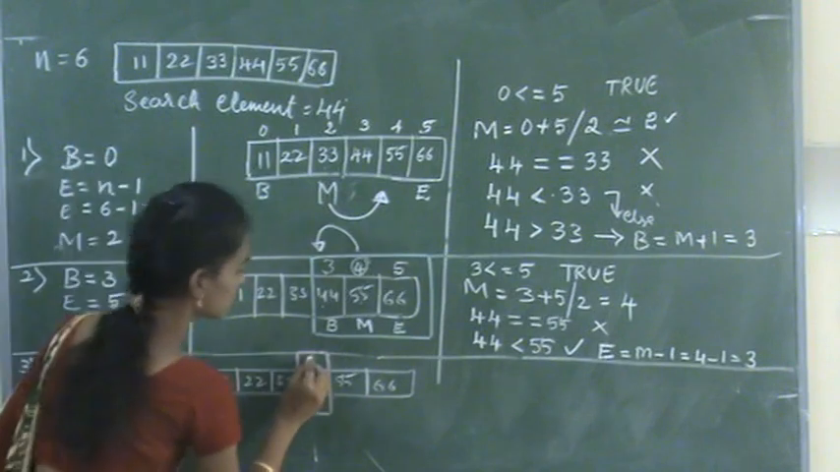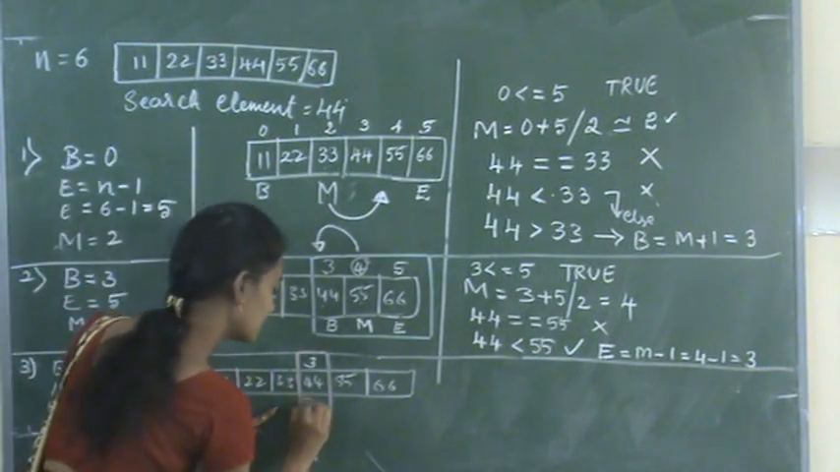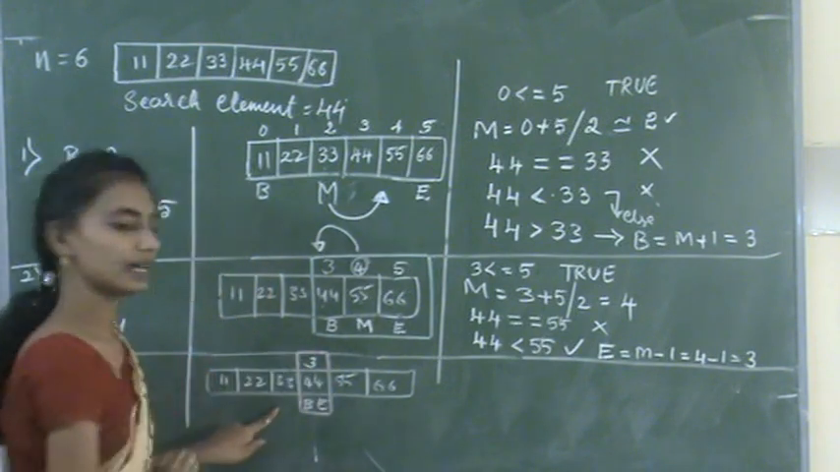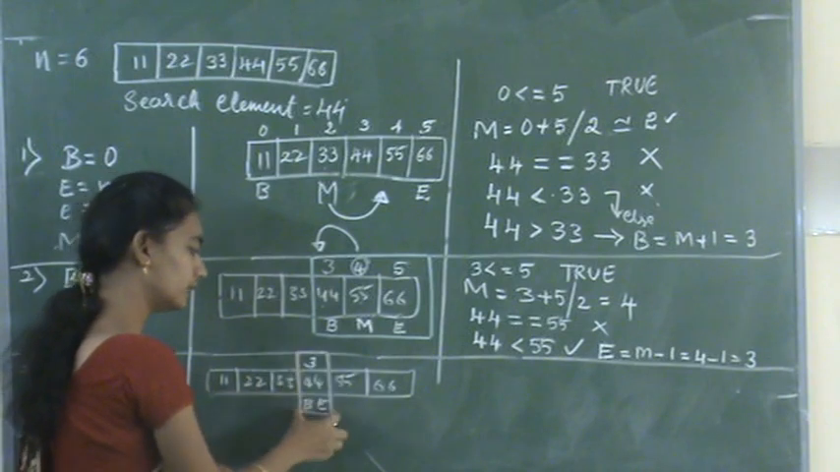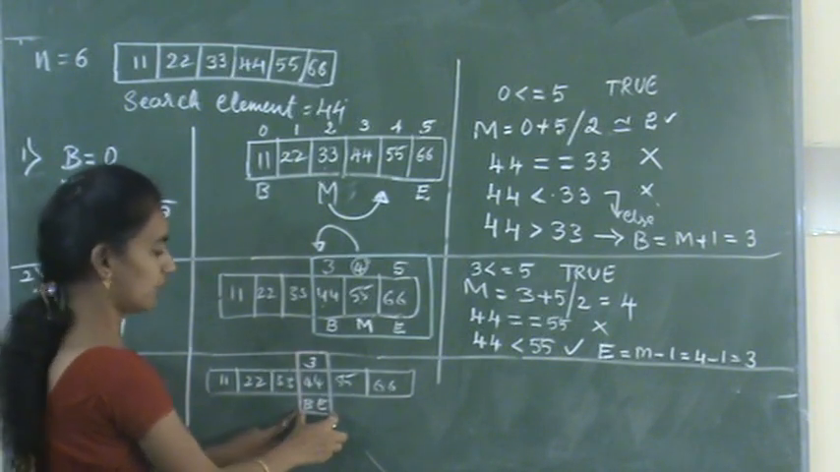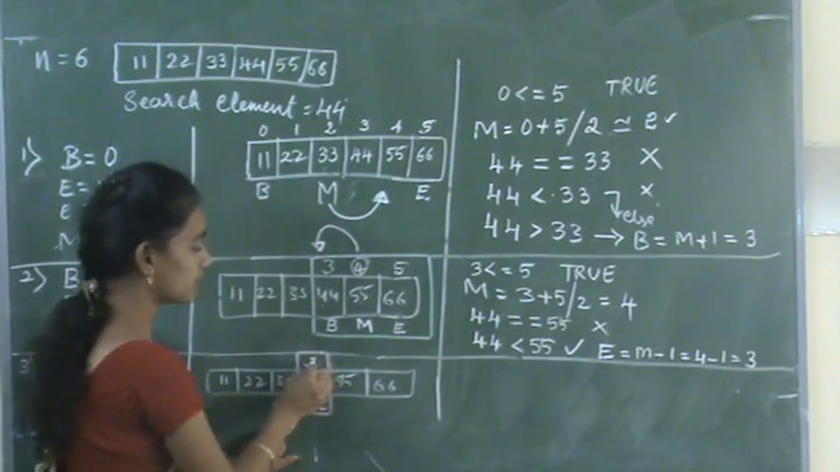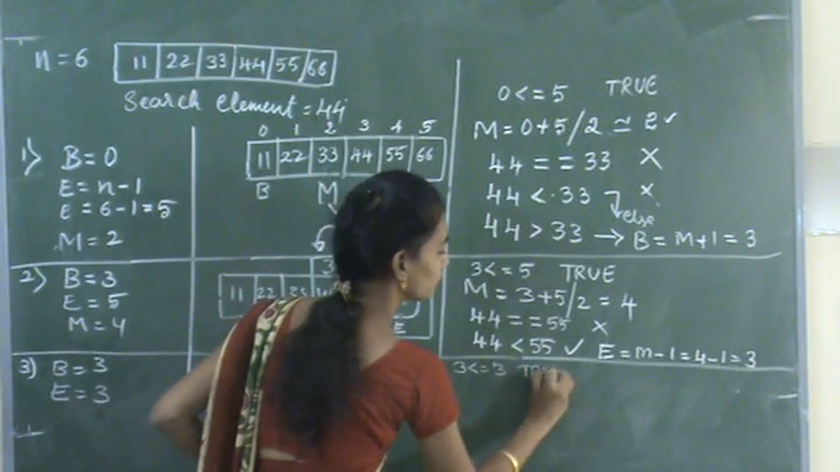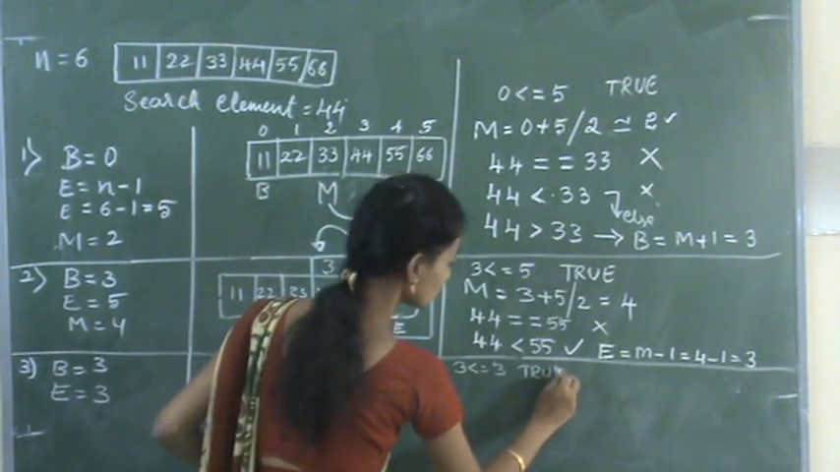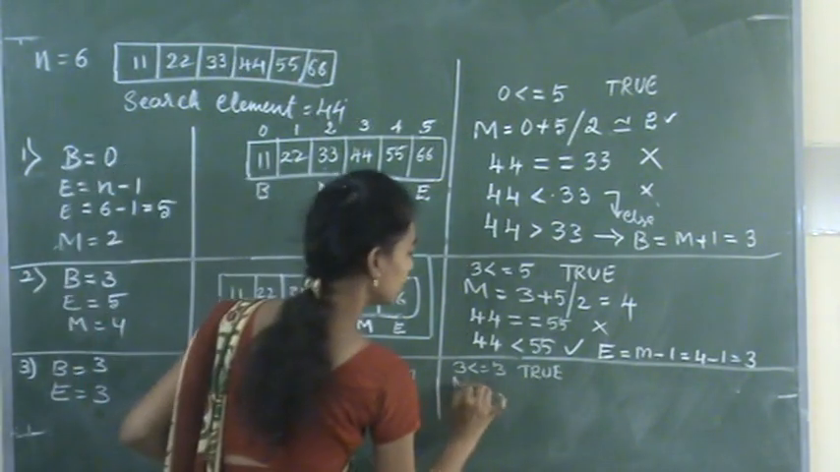So this is the index 3. This is the beginning and this is the end of the array. After this, we are considering only this part of the array. In this, perform the same operation. So what is the beginning? Is 3 less than or equal to 3? Yes, true. So next we need to find the mid value.